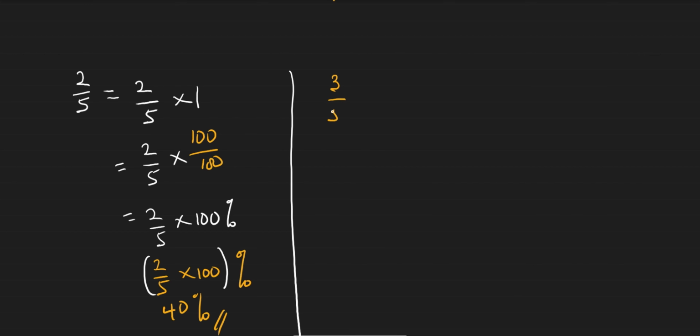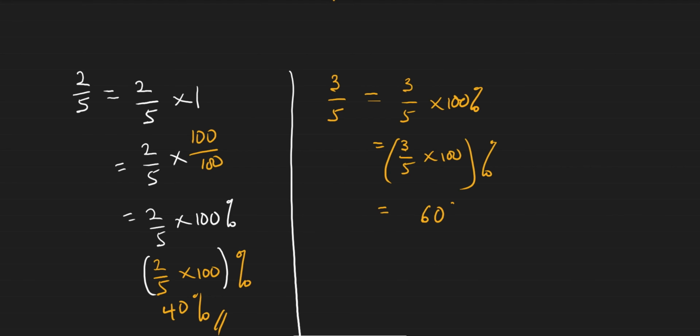3 over 5. Convert this to percentage. That's 3 over 5 times 100%, which is 3 over 5 times 100. Whatever you get, you attach the percentage sign to it. So 3 over 5 times 100 gives us 60. So we have 60%. This is it. It's now your turn to try the following.